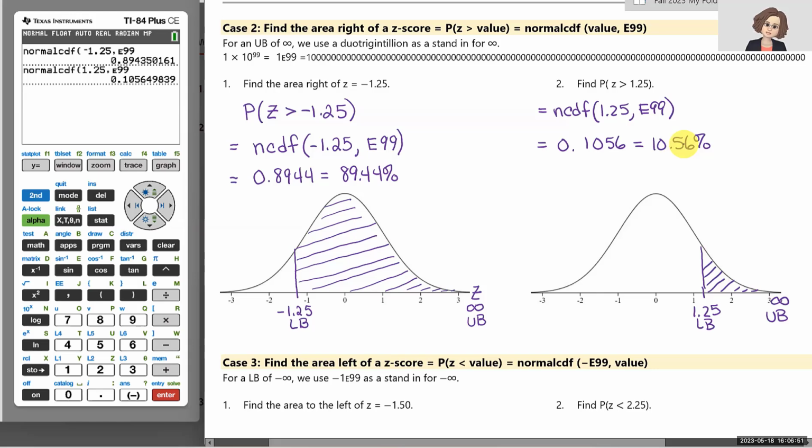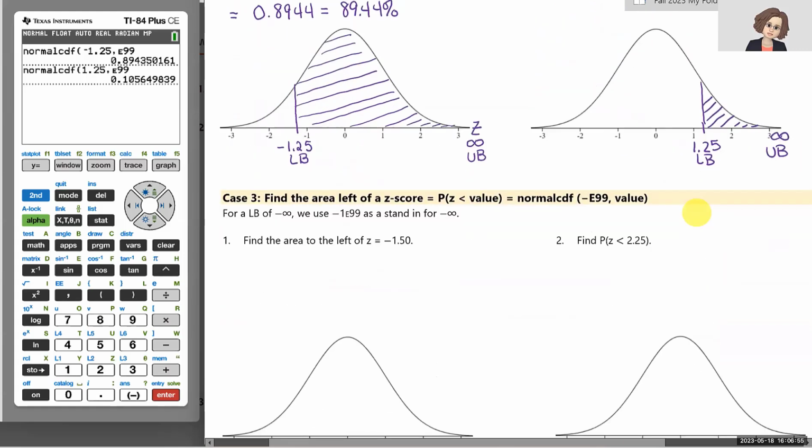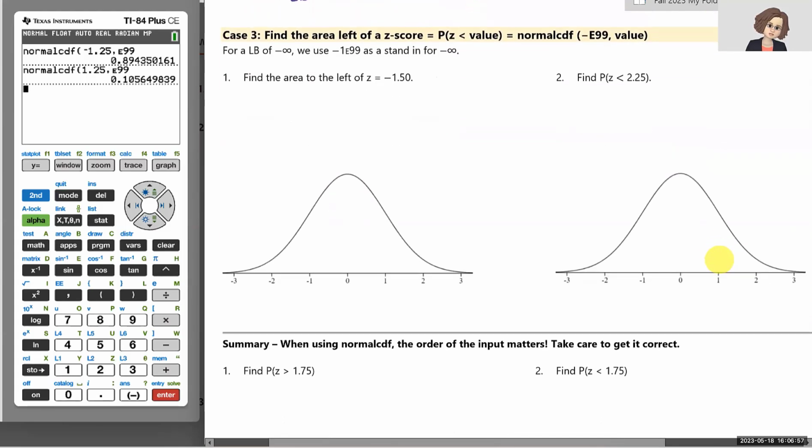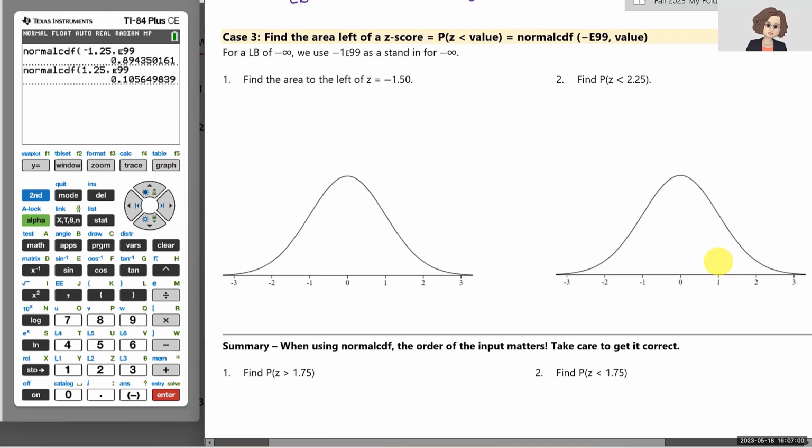Okay, so let's take a look at our last case. That's how we find areas to the right of z-scores. And now let's look at finding areas to the left of a z-score. For this example, we're going to do left of negative 1.50.